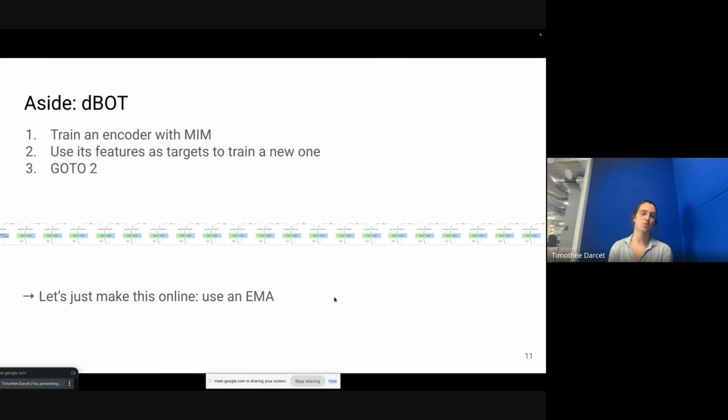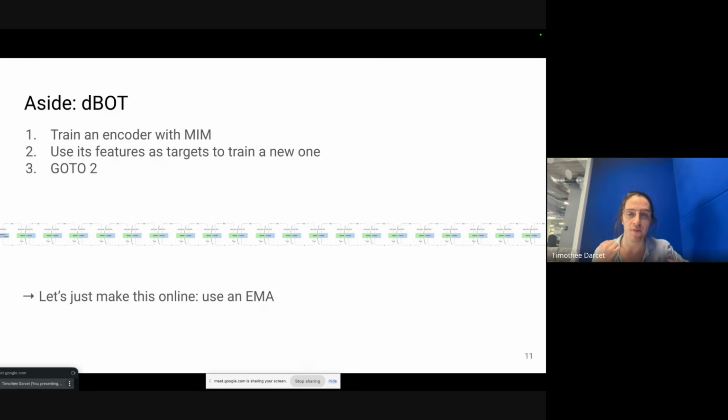And the very natural conclusion of this is, why do you do things step by step when you could do them online? Especially when we have a very useful online teacher-student technique in the SSL literature, that is to use an EMA of the student as the target encoder. I use a bit interchangeably here the words teacher and target encoder, and the words student and online encoder. They are used a bit interchangeably because of the background literature in SSL. Why not use the EMA as a target encoder?